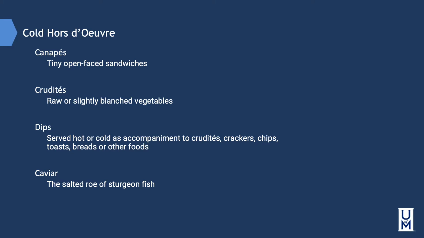Canapés are tiny open-faced sandwiches. They can be sweet, they can be savory, they can use any kind of different base for their sandwich, and we'll talk more about those. Crudité is a raw or slightly blanched vegetable. So, for instance, a platter of carrots and celery served with chicken wings is a crudité. Dips are served hot or cold as accompaniment to crudités, crackers, chips, toast, breads, and other styles of food. So think of hummus or baba ganoush. And caviar is the salted roe of a sturgeon fish.